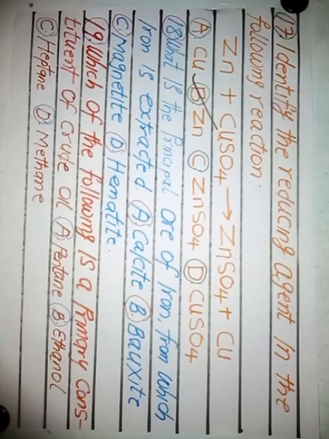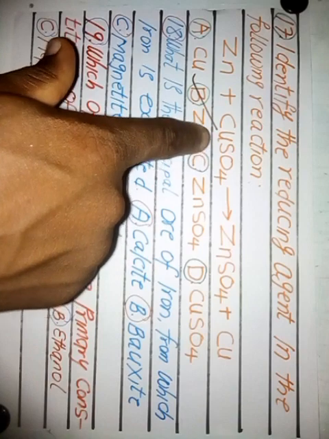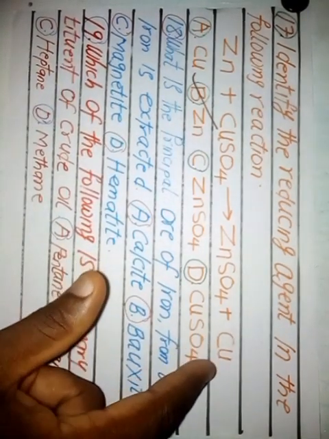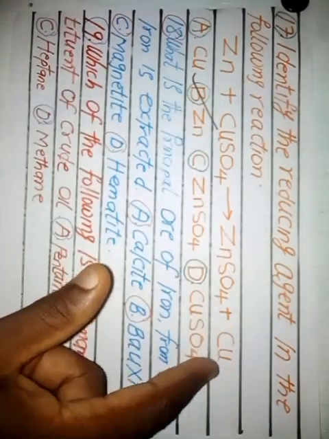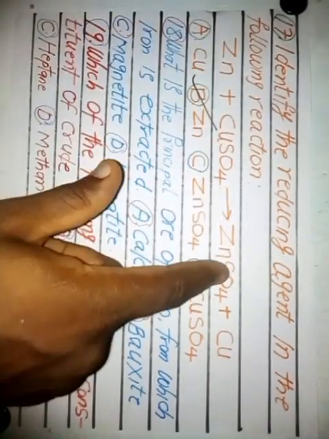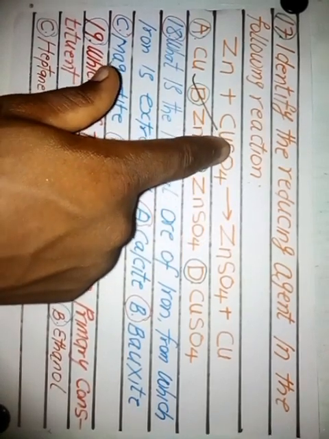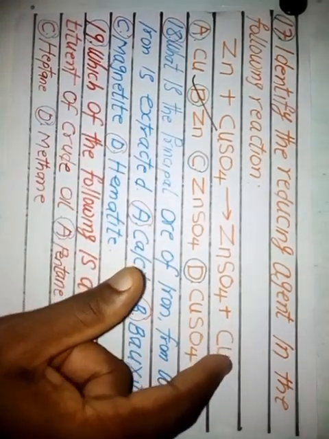If they were to ask what is the oxidizing agent, the answer would be CuSO4 because it is 2 here, it is 0 here. That means it was reduced here. This one was increased. The one that is increased from side to side will be the reducing agent, while the one that is reduced from side to side will be the oxidizing agent.